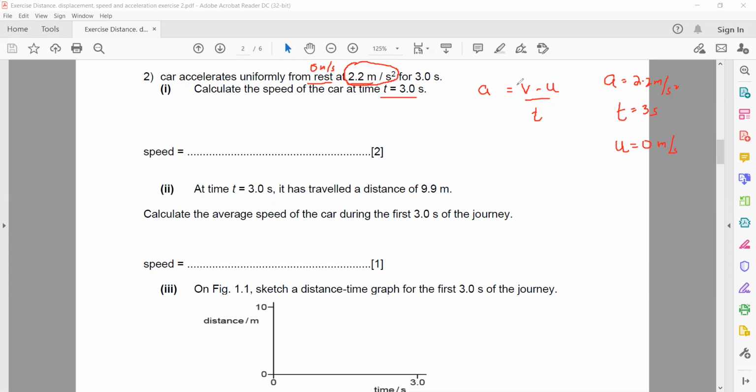So we have the formula a equals v minus u over t. a is acceleration, which is 2.2. v is the final speed we are finding, u is the initial speed, that is 0, and the time is 3. So this 3 is divided, on the other side it will be multiplied. So it will be 2.2 multiplied by 3, and v minus 0 is basically v. So 2.2 multiplied by 3 is equal to 6.6 meter per second. Is it clear? Question 2, part 1.